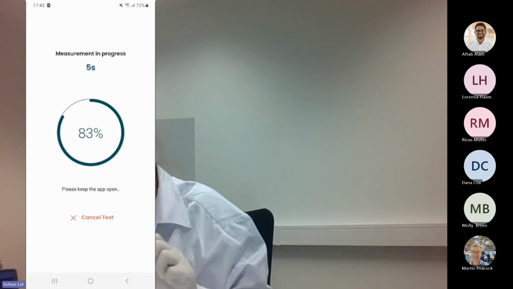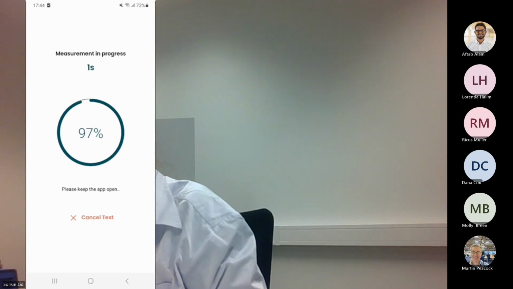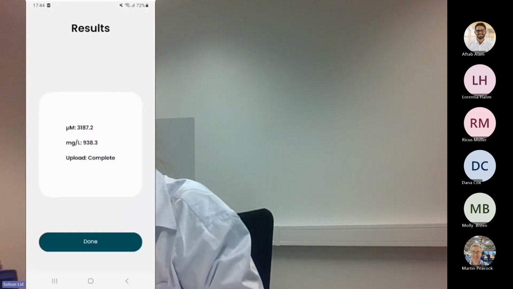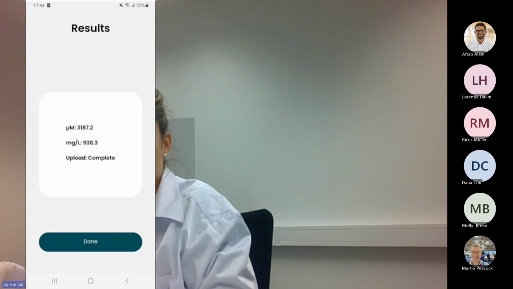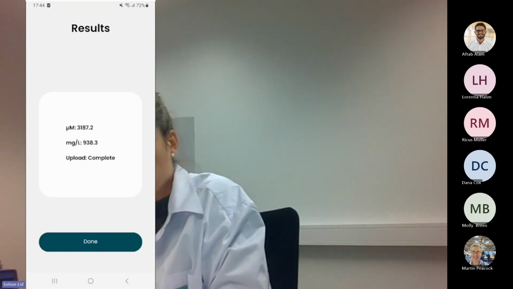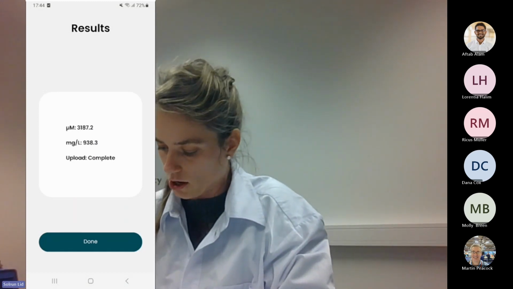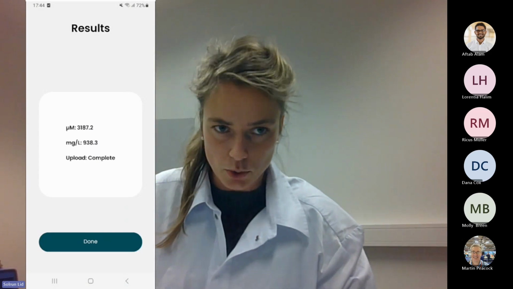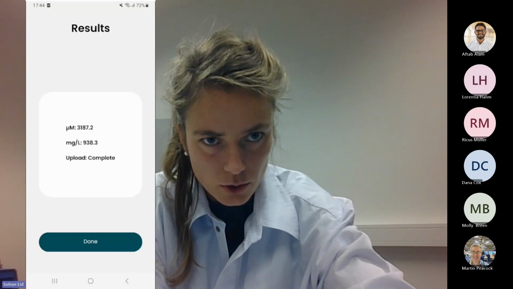But it's the same method, but different parameters. So now our result screen is coming up now that it came to a close, and it gives us back the results in micromolarity and milligram per liter, and it also says upload complete, which means that our data has been uploaded to Chilli.